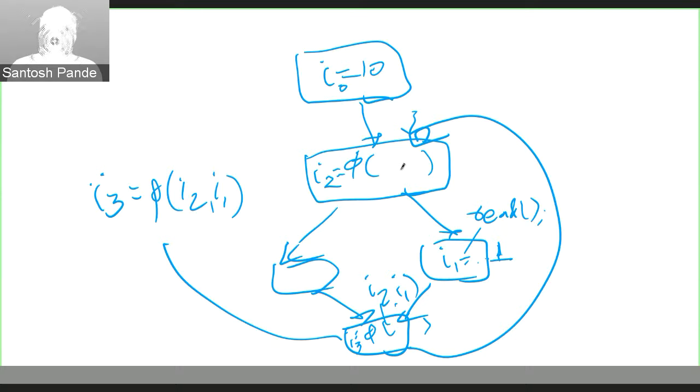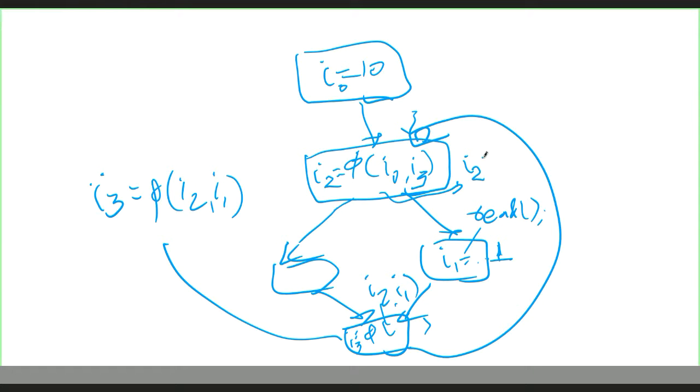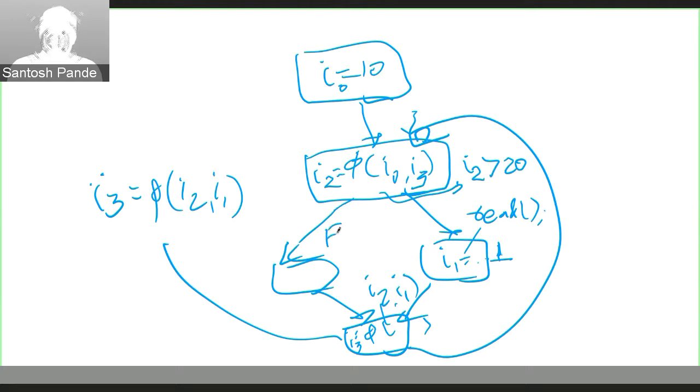This one over here, I2, is phi of I3 and I0. And then we have a branch here on I. I'm going to call this the I2-oriented branch: I2 is greater than 20. Obviously this branch is false. And let's say this is the false outcome of this, and that's the true outcome of it.